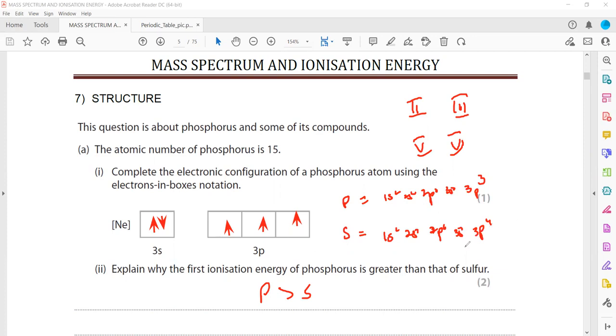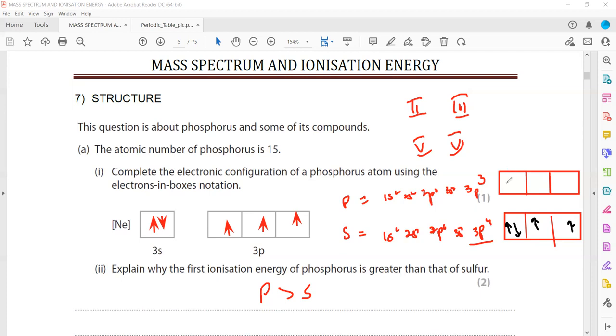So when I only draw the 3p subshell, electrons occupy it singly first, and then it will start to pair up. Due to this pairing, the repulsion between the electrons will be greater, so it will be easy to remove an electron. Writing the electronic configuration here, only drawing 3p: for sulfur, first singly and then there will be a pair. So there's one pair present, so more repulsion. But here they all occupy singly. As a result, they will have a weaker repulsion.